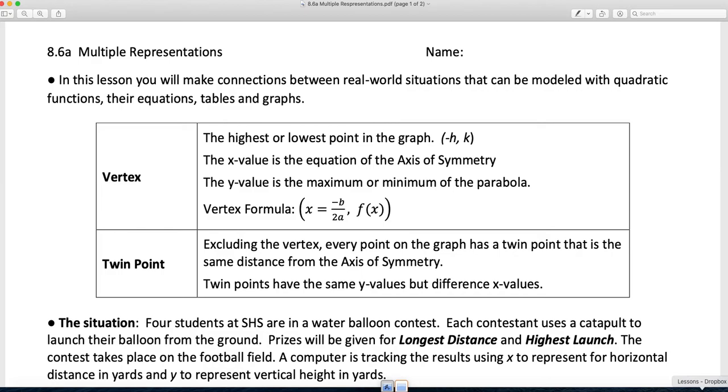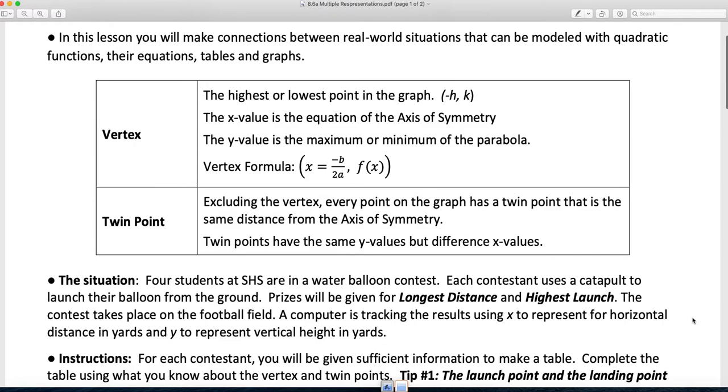So the purpose of 8.6a, and it's called multiple representations, is for you to make connections. You're going to have a real-world situation. It can be modeled with quadratic functions, and we're going to have equations, tables, and graphs. So this is a connect all the concepts lesson. And to help you with that, I put a couple of things from vocabulary back in here.